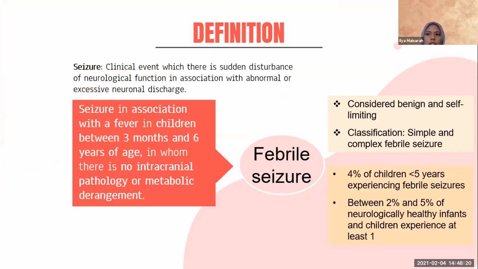So for definition, first let's take a look at the definition of the seizure, where seizure means the clinical event in which there is sudden disturbance of neurological function in association with abnormal or excessive neuronal discharge. So febrile seizure means seizure in association with fever in children between 3 months to 6 years old, where there is no intracranial pathology or metabolic derangement. The febrile seizure is considered a benign and self-limiting condition. However, most of the parents consider it a threatening event for their child.